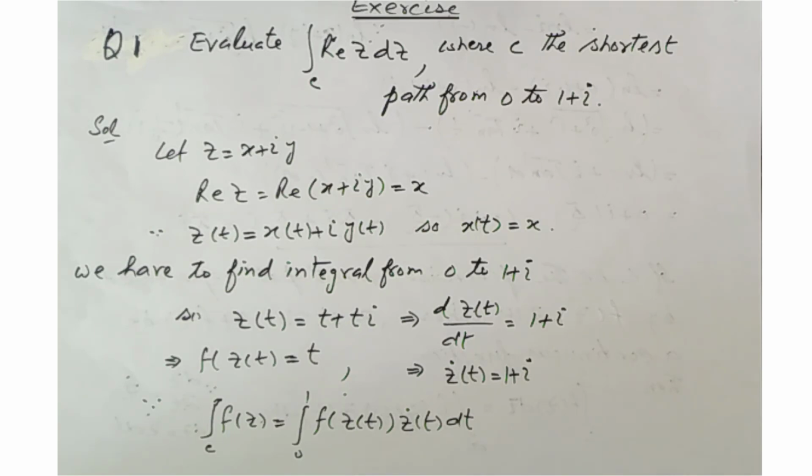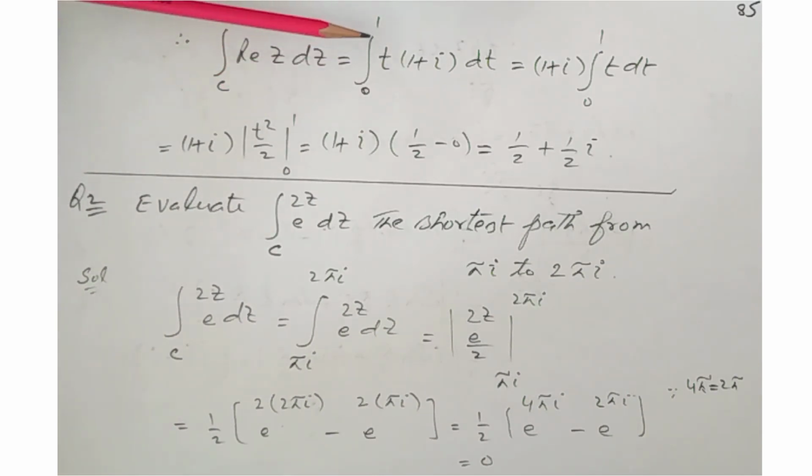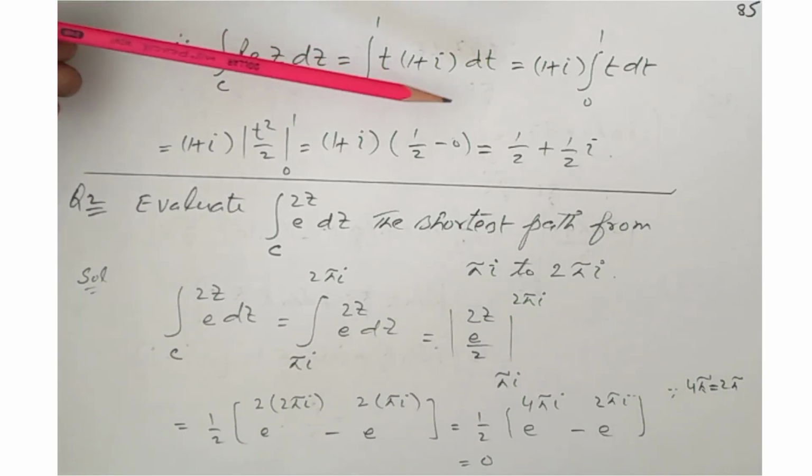When the function is given in the parametric form, integral of f of z equals integral from 0 to 1 of f of z of t into z dot t into dt. The value of f of z of t is t. So here we put the value of t, and here we put z dot t equal to 1 plus iota. So this becomes t into 1 plus iota into dt. Now integral of real of z into dz becomes, from 0 to 1, t into 1 plus iota into dt.